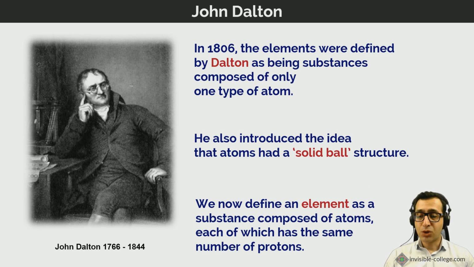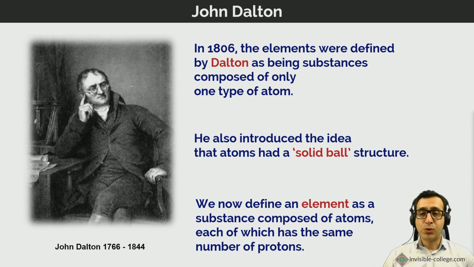So John Dalton's idea of an atom was very much similar to that of the ancient Greeks, the Democritan philosophers. But he took it slightly further by saying that the different chemical elements, the simplest chemical substances that can exist, are each made of a different kind of atom.